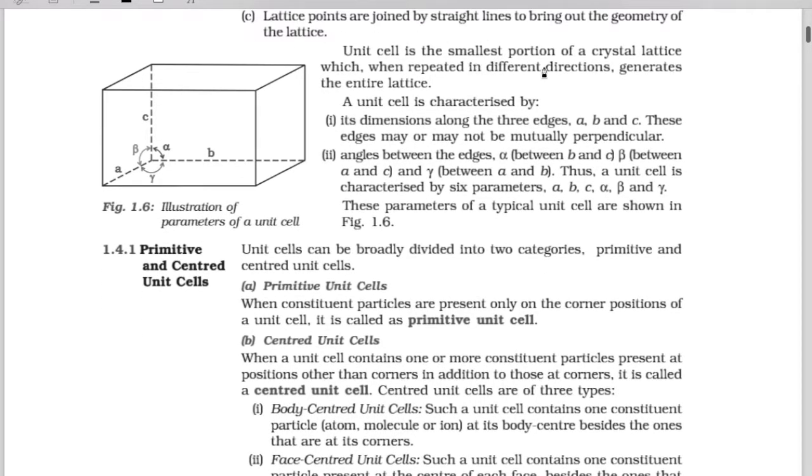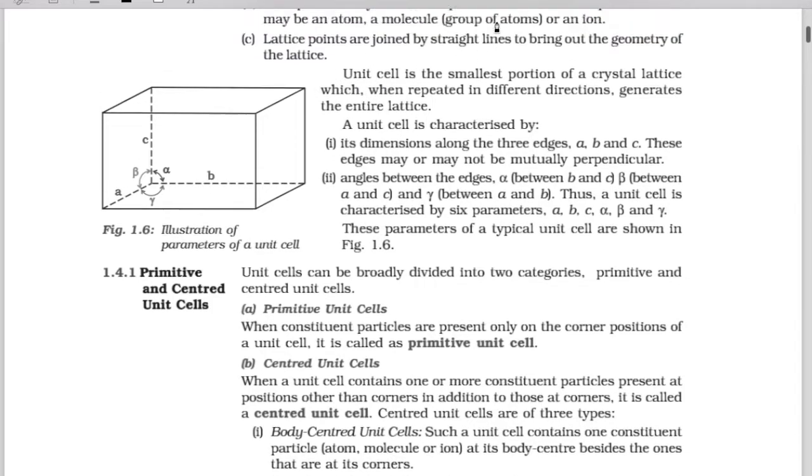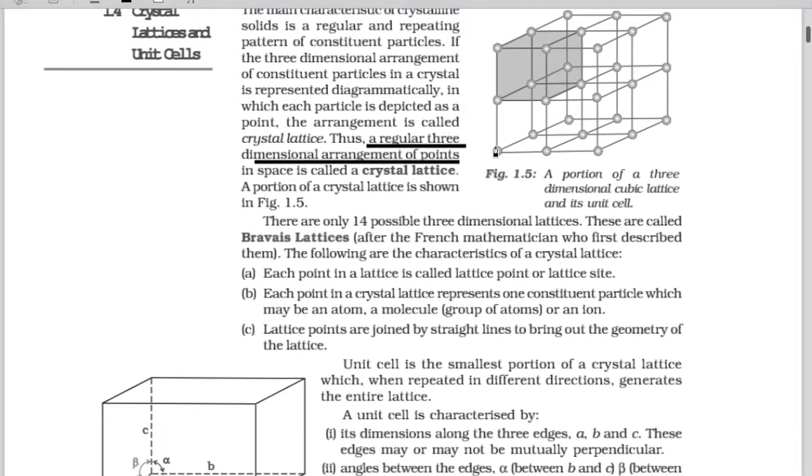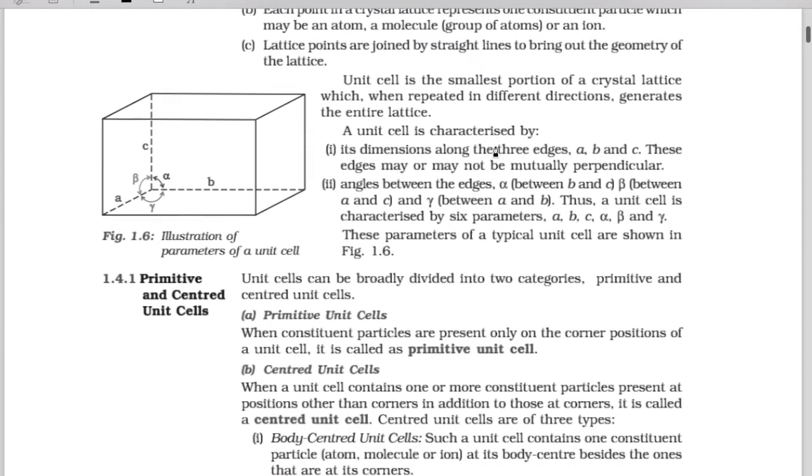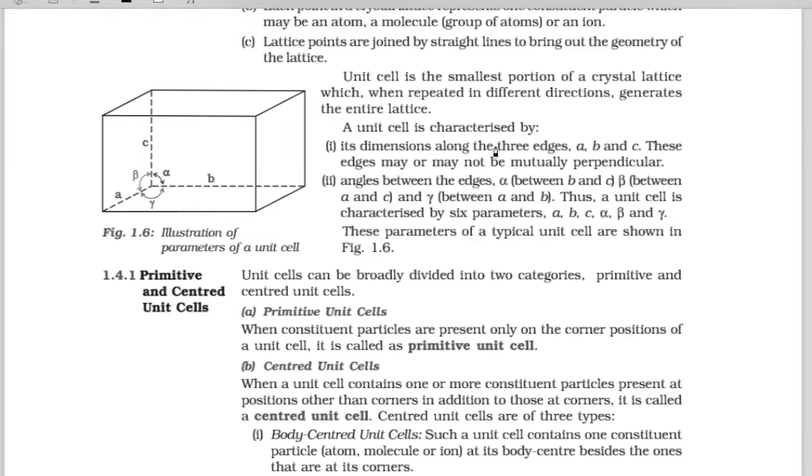Unit cell is the smallest portion of a crystal lattice, which when repeated in different directions generates the entire lattice. So this is the definition of unit cell. Unit cell is the smallest portion of crystal lattice which forms the complete lattice by repeating itself.